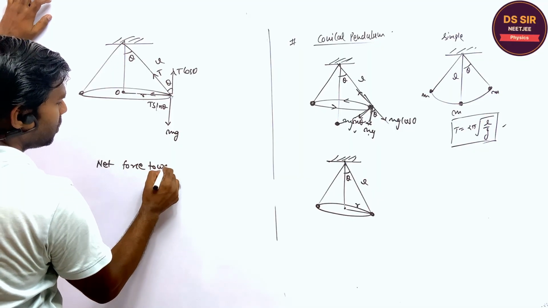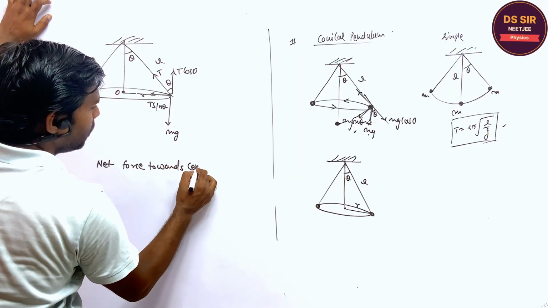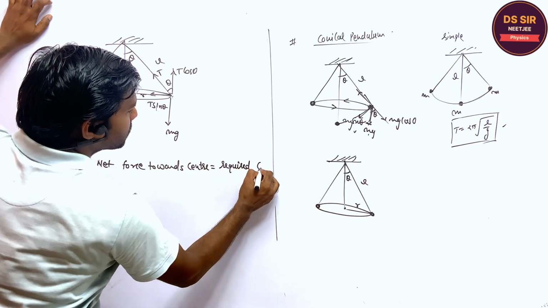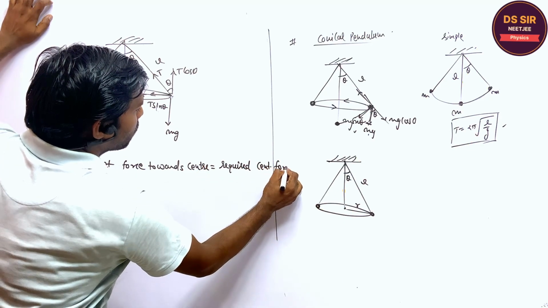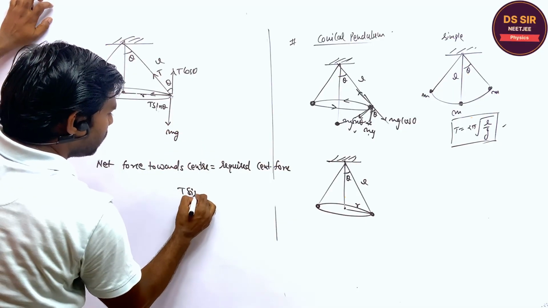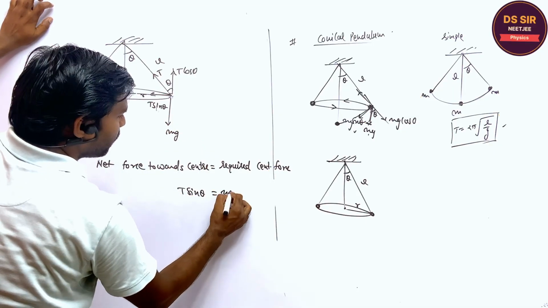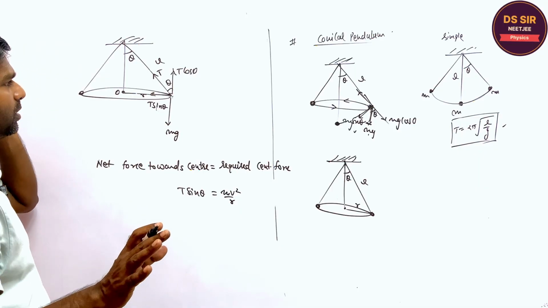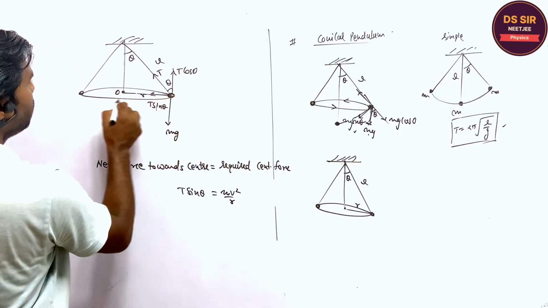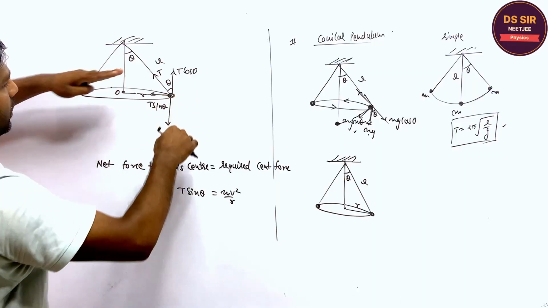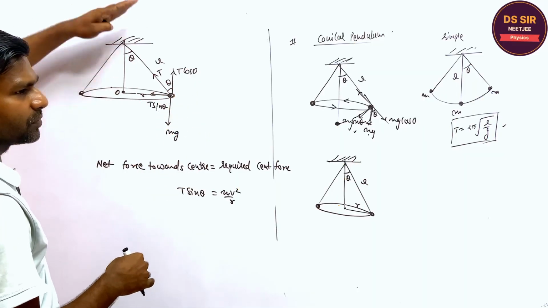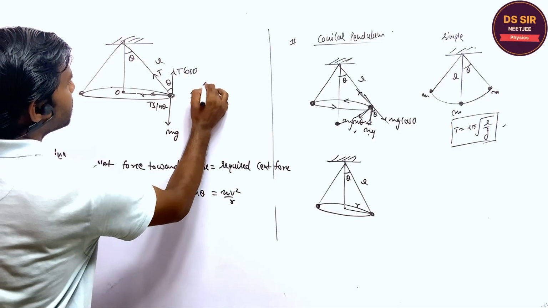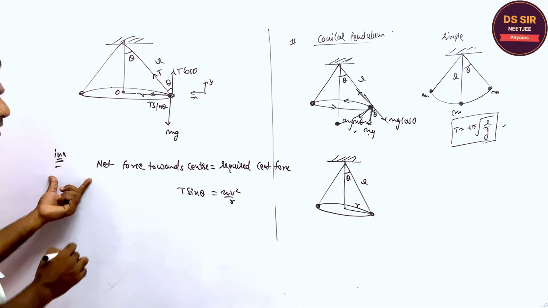Net force towards the center will provide the required centripetal force. So T sin theta is equal to mv square upon r. Do you understand this thing or not? And listen to one thing. If you consider this particle, this is in the x direction. You can assume this is the x and this is y.